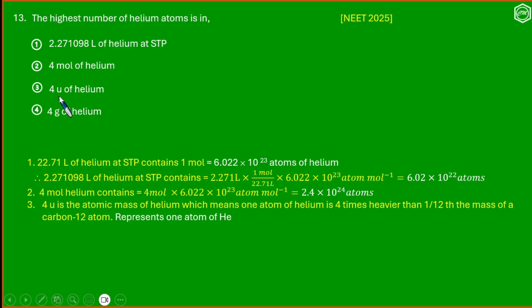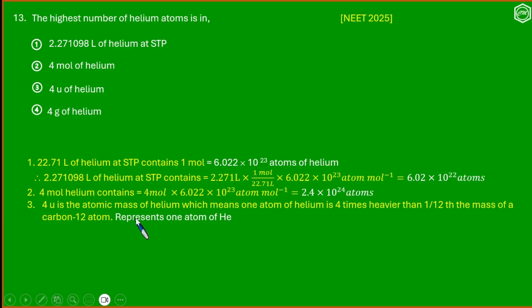Option 3, 4U means atomic mass unit. 4U is the atomic mass of helium, which means one atom of helium is 4 times heavier than 1 by 12 the mass of a carbon 12 atom.